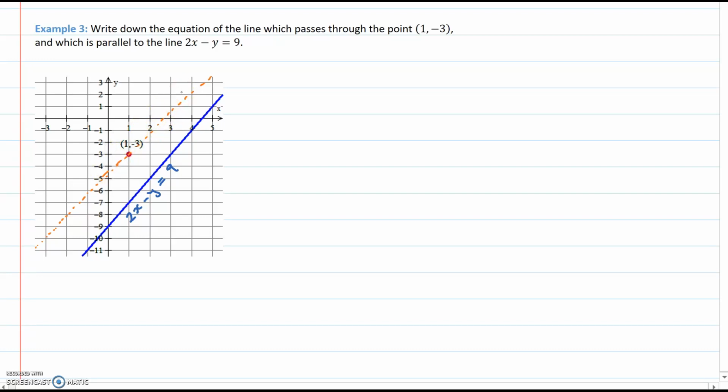So this process is a little bit longer than what we've done before. The line that we're trying to get is the orange line, and we already know a point on it. But to get the equation of a line, we need both a point and the slope. So the thing we're missing is the slope. We know a point on the line, (1, -3), but we don't know the slope of it. What we do know, though, is that these two lines are going to be parallel, and parallel lines have the same slope. So if we can figure out the slope of the blue line, then that will tell us the slope of the orange line, because they're going to be exactly the same. So step 1 is to get the slope of the blue line.